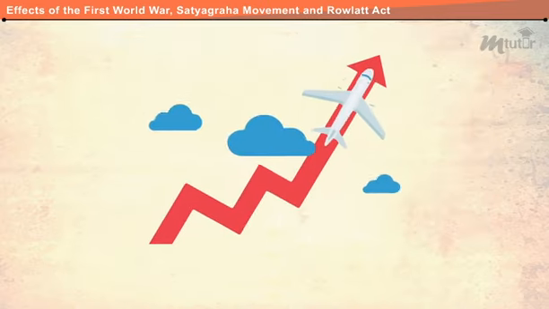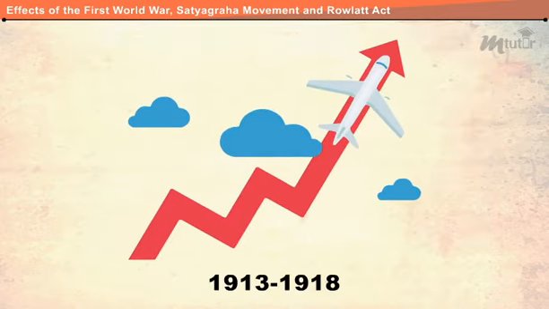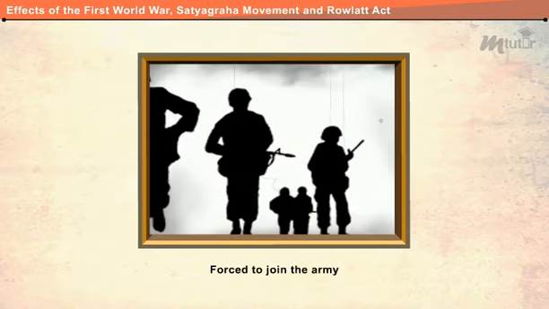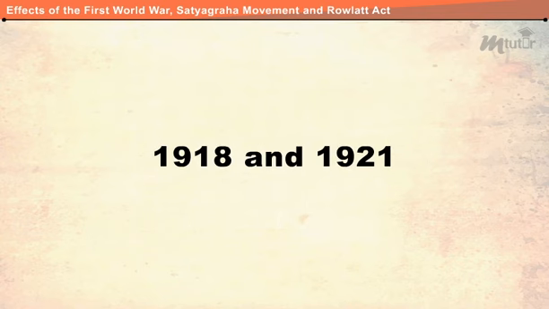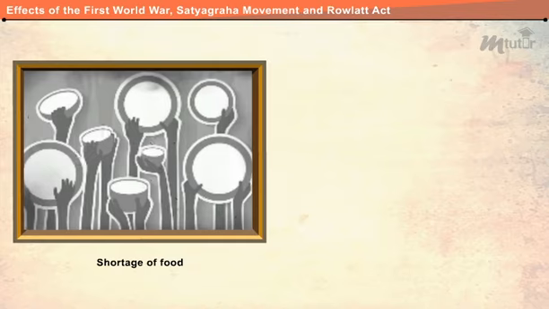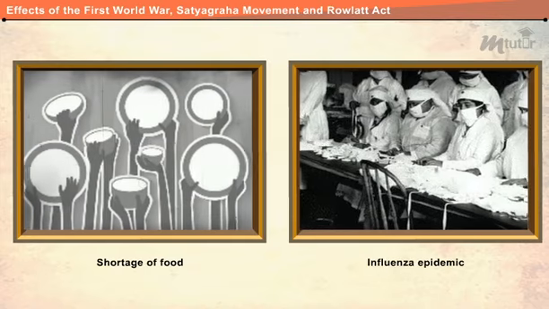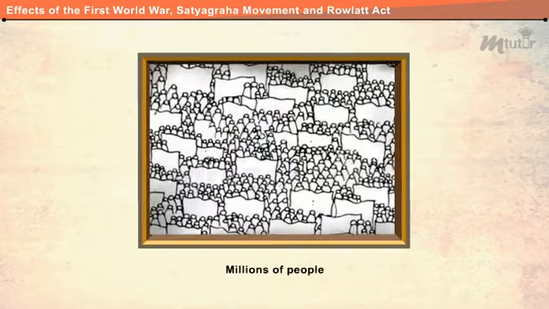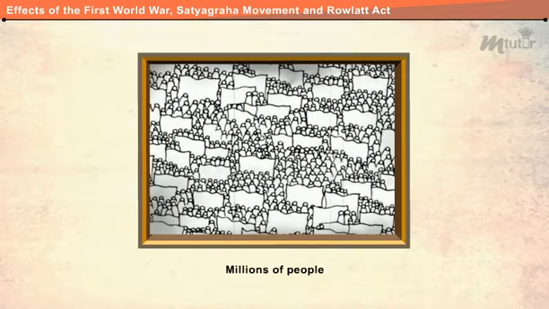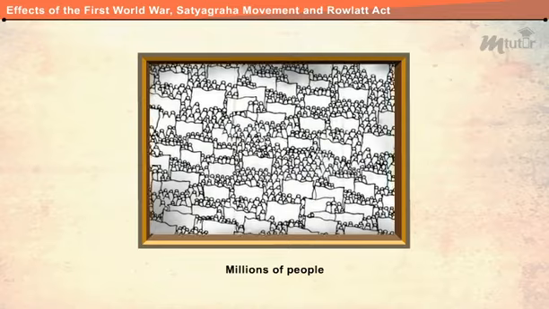Due to war, prices started doubling between the years 1913 and 1918, that left common people in trouble. In rural areas, people were forced to join the army, which made them angry. During 1918 and 1921, crops failed, leading to a shortage of food, followed by an influenza epidemic. According to the census of 1921, 12 to 13 million people lost their life due to famine and epidemic.